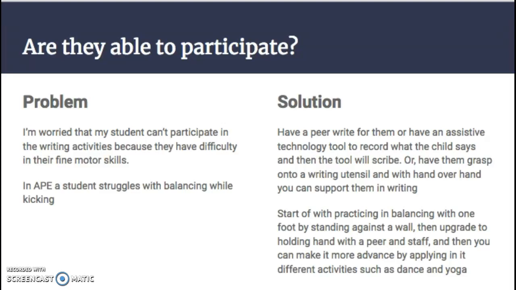In APE, a student struggles with balancing while kicking. A solution? Start off with practicing balancing on one foot by standing against the wall, then upgrade to holding a hand with a peer or a staff member, and then you can make it more advanced by playing different activities such as dance and yoga.